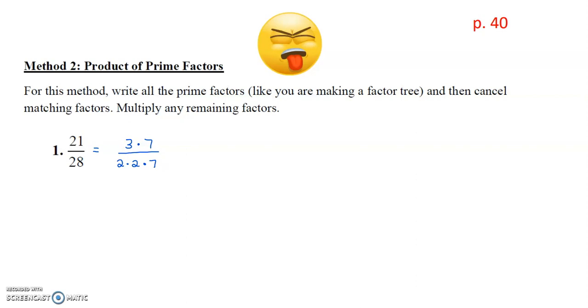And then what you do is you cancel out the ones that match each other. So you'd actually cancel out the 7s. 7 divided by 7, they're gone, leaving us with a numerator of 3 and a denominator of 2 times 2, which is 4. Personally, I find this method to just be a little bit tedious. I'd much rather take 21 over 28 and divide quickly by 7, both the numerator and denominator, and I would end up with 3/4.